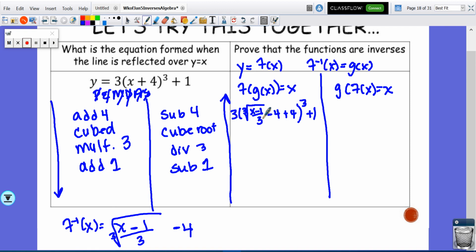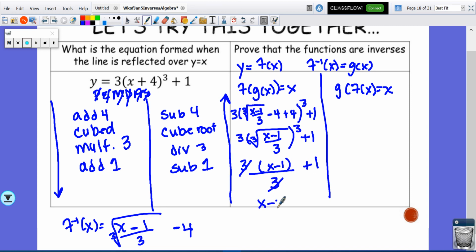All right, so this was what I put in for x right here. This is the part for x. And now I need to go in and do the math. So 3 times the cube root of x minus 1 over 3. Negative 4 plus 4 is 0. So we just get this plus 1. Cube root and something cubed makes that go away. So we're left with 3 times x minus 1 over 3. Oh, not 3x, sorry. Just x minus 1, and then plus 1. Okay, so the 3's go away and we get x minus 1 plus 1, and we get x on the left side. So now I have to go test it for the right side as well.